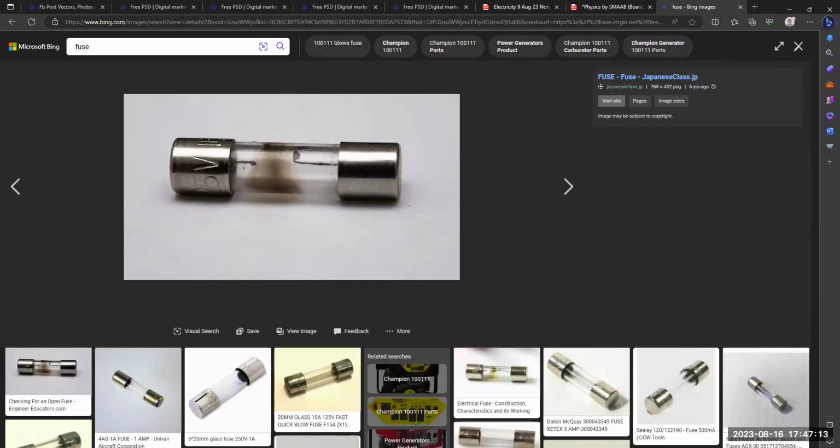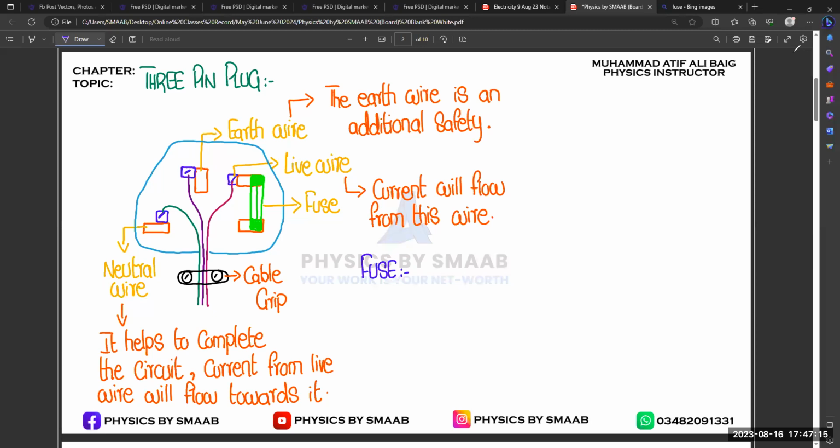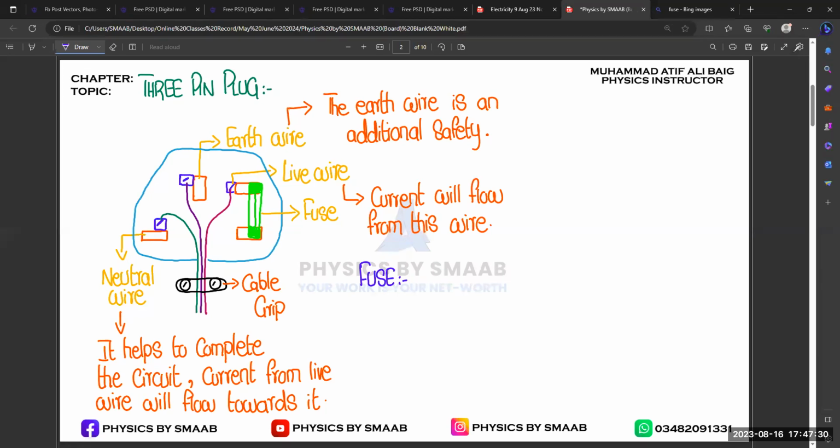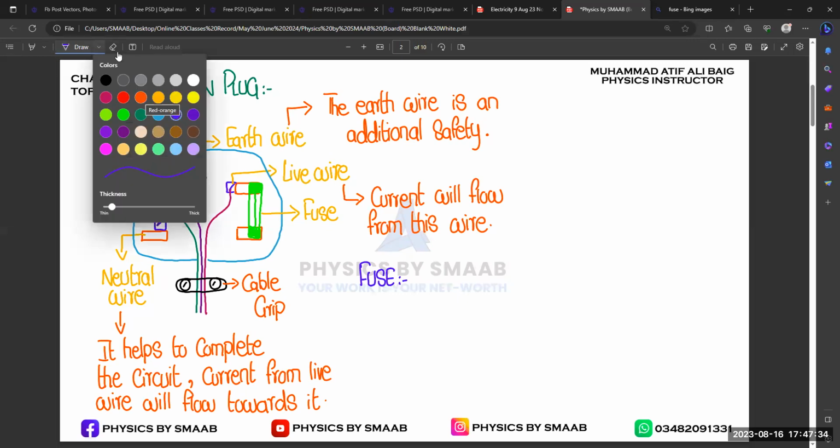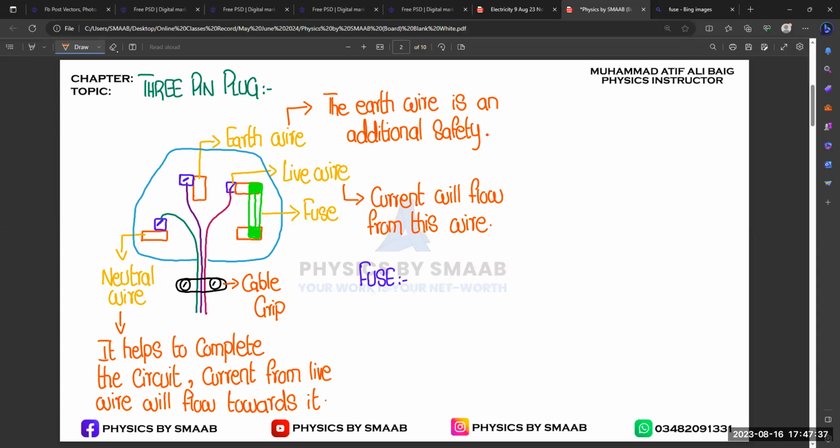So now wire is disconnected, and if you observe your structure of 3-pin plug, when this fuse is disconnected, you can see that live wire is also disconnected from the circuit, right? So no electric current will flow into the appliance or into the circuit. So that is the safety component that we are using in 3-pin plug. So this is the main important safety component. Then we are using the earth wire.